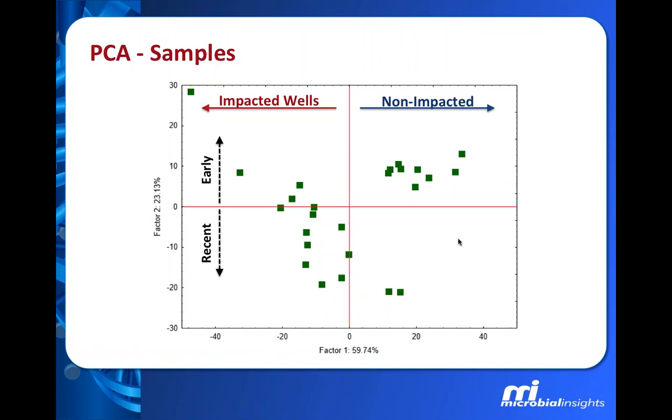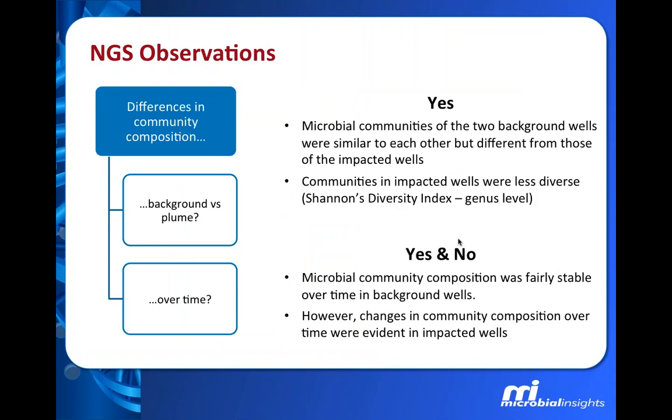So two major differences we want to focus on as we move forward. Before we continue, let's summarize these differences in our microbial community composition. We see that the microbial communities in the background samples are similar to each other and that they seem to stay very stable over multiple sampling events.